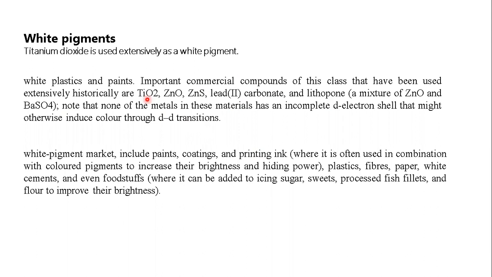If these compounds had some incomplete d electrons, like a partially filled d orbital, in that case they would show some color due to d-d transition. As they have no d electrons, or have fully filled d orbitals, there is no d-d transition, no color.